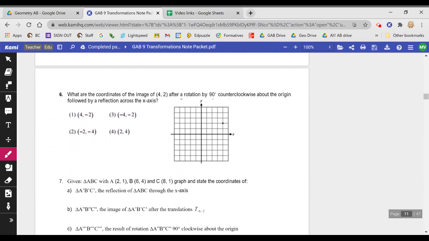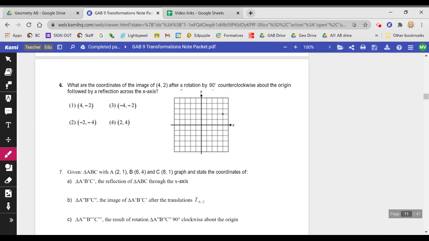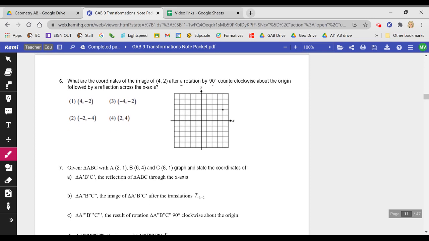So now we have number 6. What are the coordinates of the image F2 after a rotation of 90 degrees counterclockwise about the origin, followed by a reflection in the x-axis? So first, my rotation 90 degrees counterclockwise, this becomes -2, 4. Then I reflect over the x-axis. My x-coordinate stays the same. My y-coordinate becomes negative. So that is -2, -4.